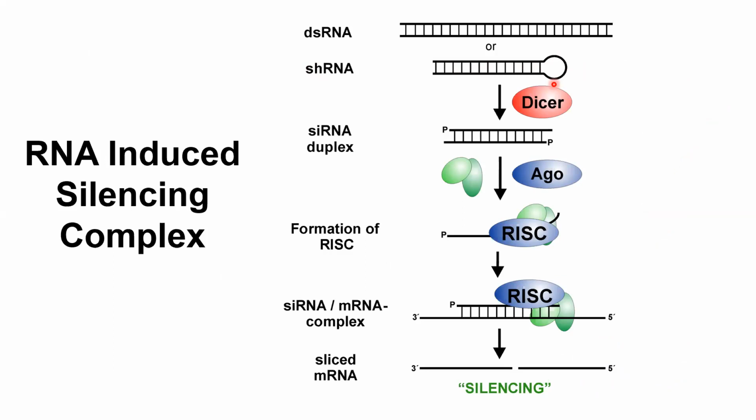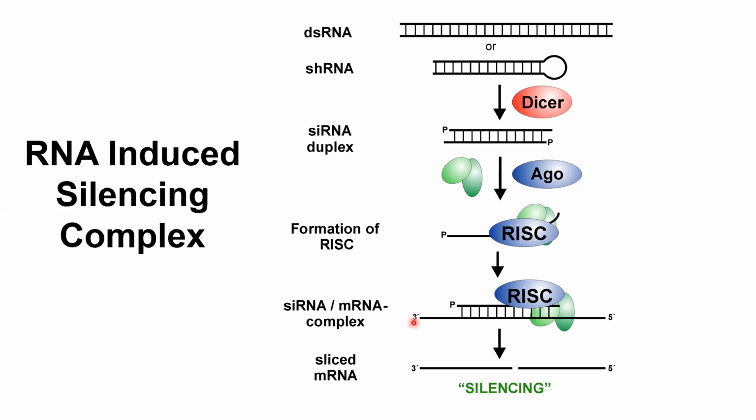Then what will happen? The RISC complex, which is argonaute with some more proteins, it will bind to the smaller pieces. Whatever RNA strand is thermodynamically less stable, it will degrade. And then with the single-stranded RNA bound to the RISC complex, it will find its relative messenger RNA molecules where it has complete 100% base complementarity, and the siRNA and the messenger RNA complex will form.